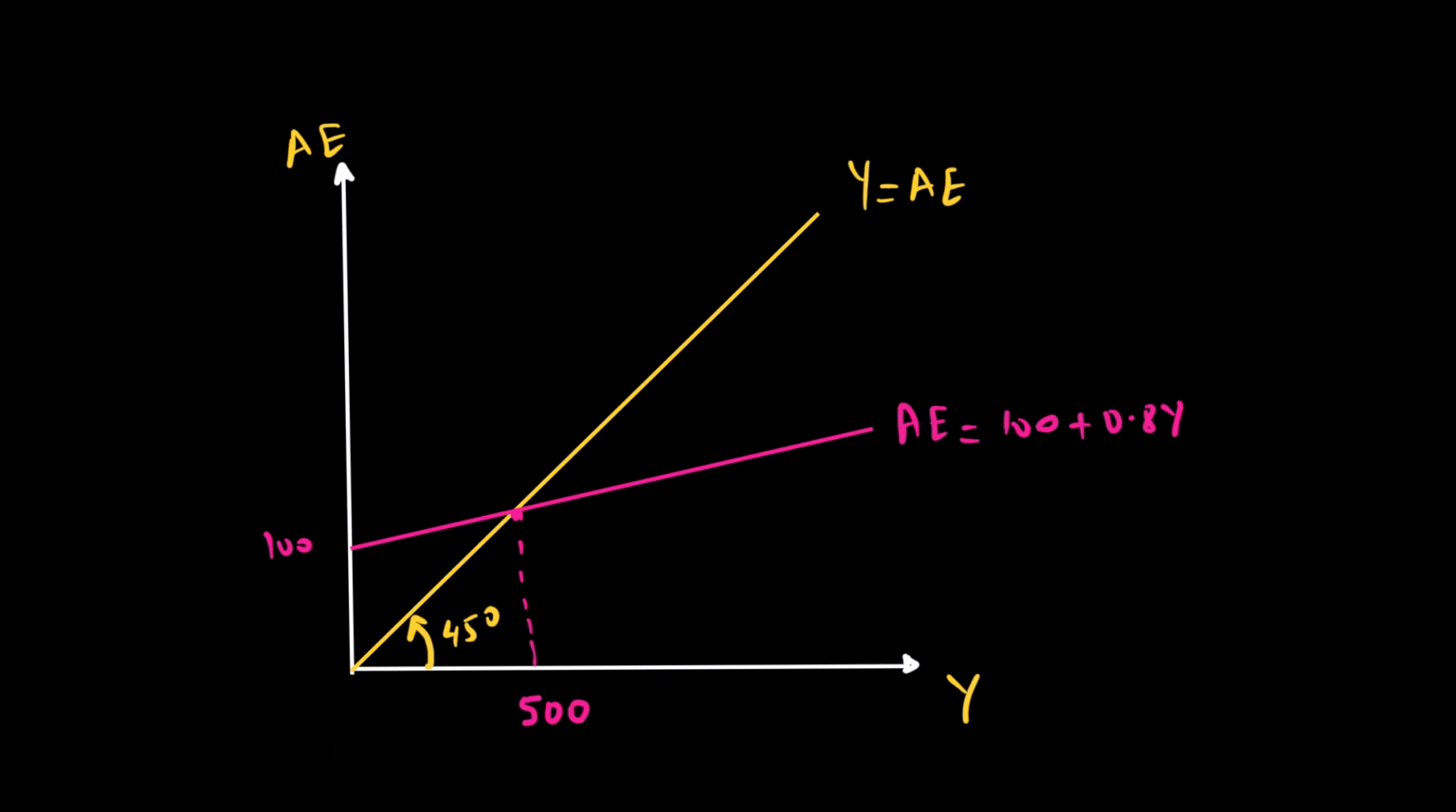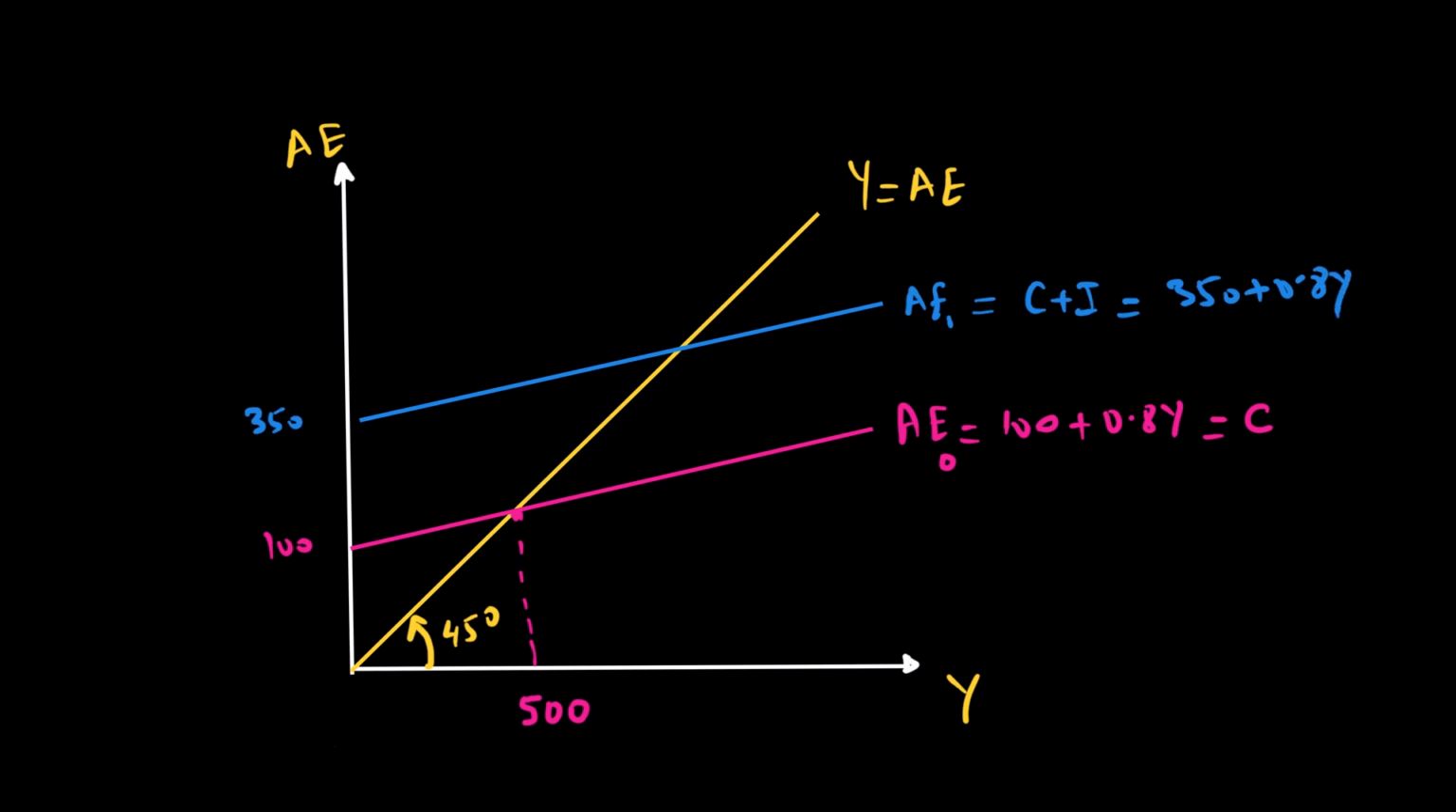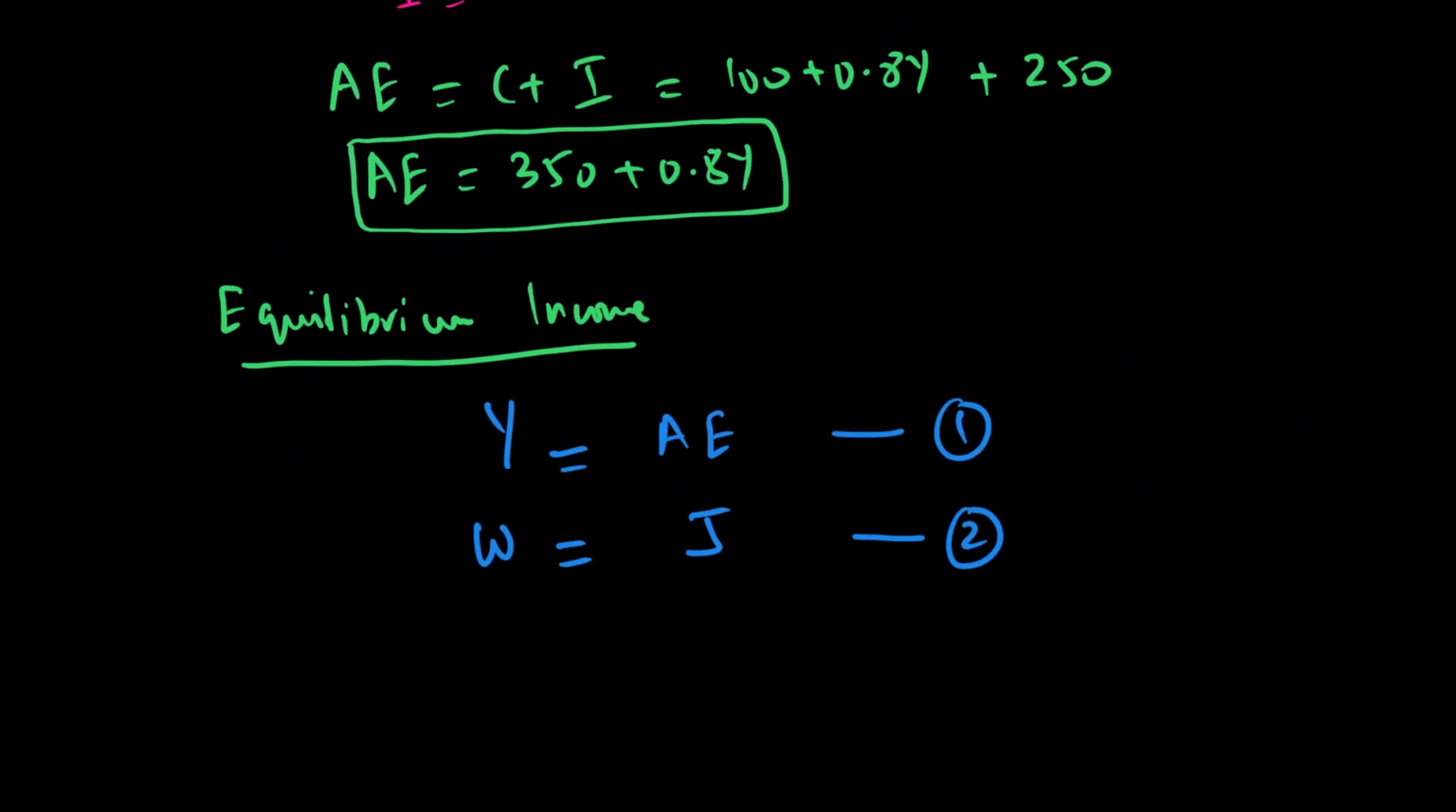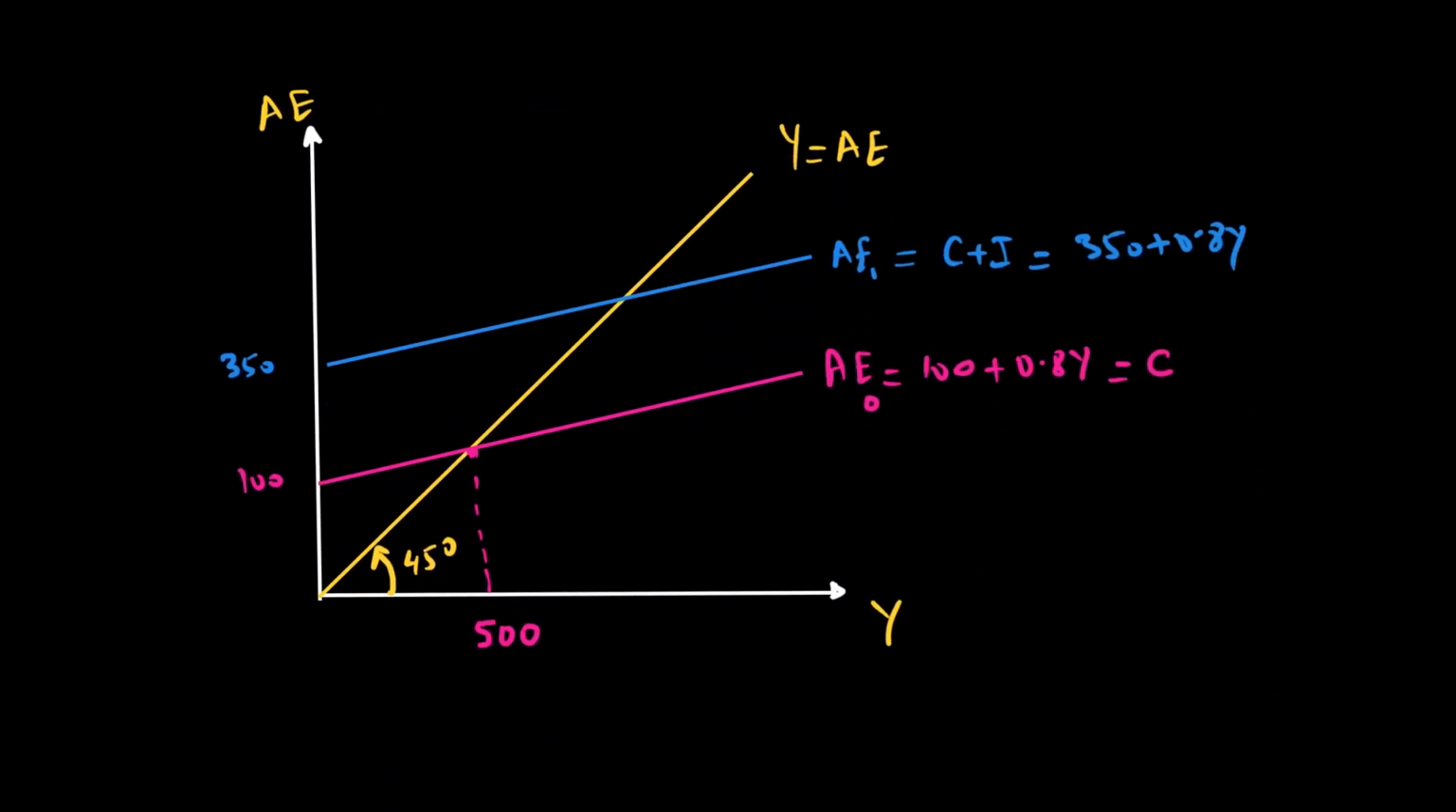Now our AE function has changed, because previously AE was 100 plus 0.8y, which was simply C, and now my new AE is equal to C plus I, or 350 plus 0.8y. Let me go back to this equation. Remember, we came up with the idea that AE is now C plus I, which is equal to 100 plus 0.8y plus 250, which means 350 plus 0.8y. So I'm looking at AE now to be 350 plus 0.8y.